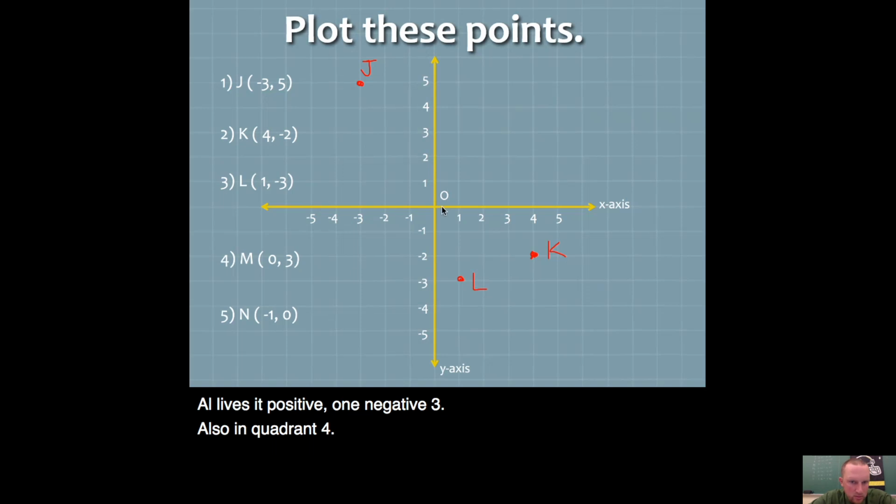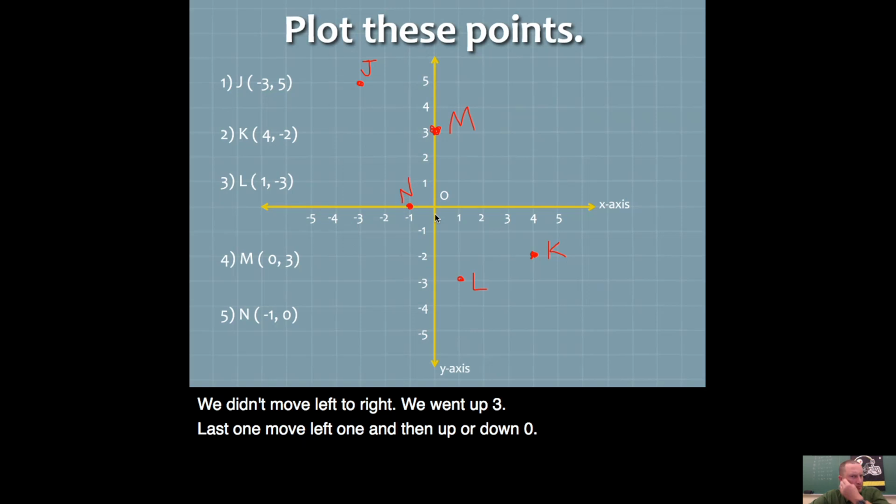M lives at 0, +3. We didn't move left or right, we went up 3. Last one, move left 1 and then up or down 0. That's how you plot your points in a coordinate plane.